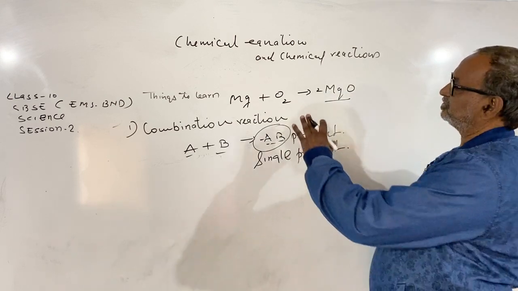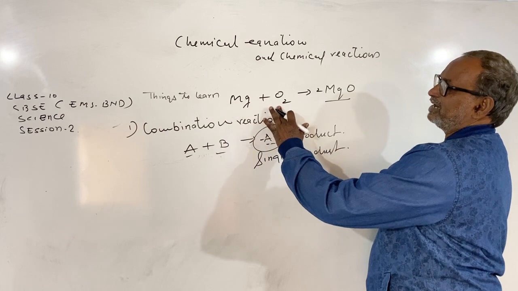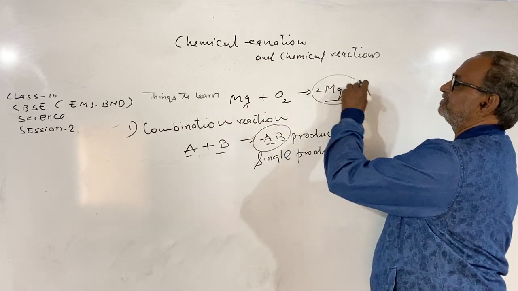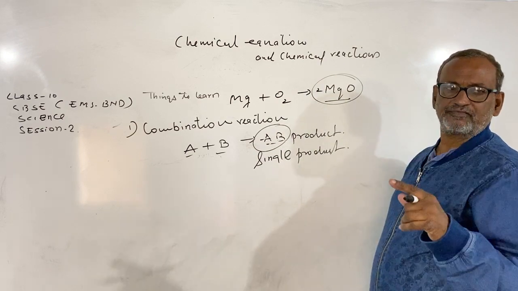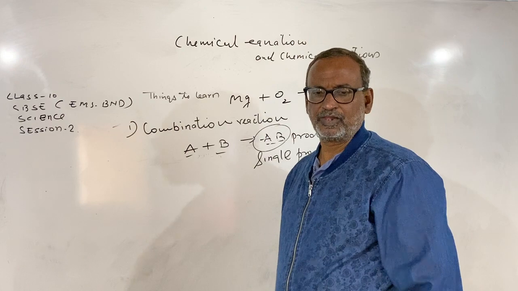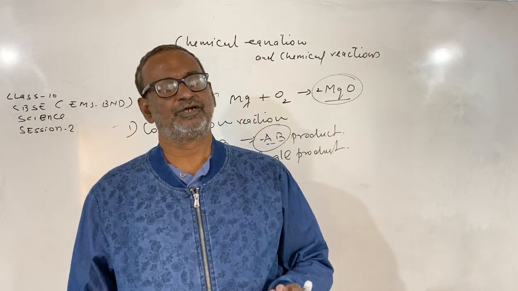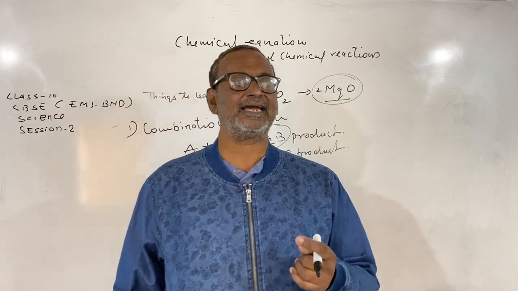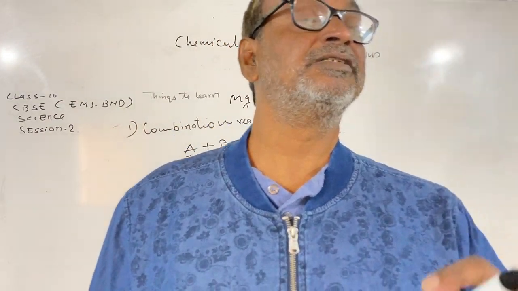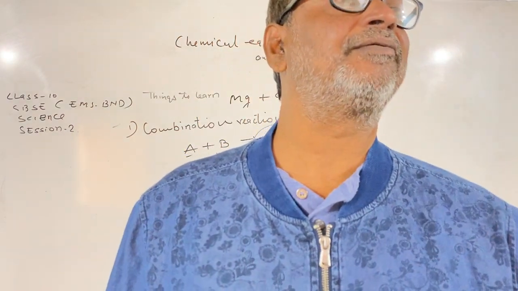For example, in this reaction you can see magnesium and oxygen, which are the reactants, and magnesium oxide, which is a product. There is only one product and two reactants. Such a chemical reaction in which two or more reactants are combined together to form a single product is called a combination reaction.